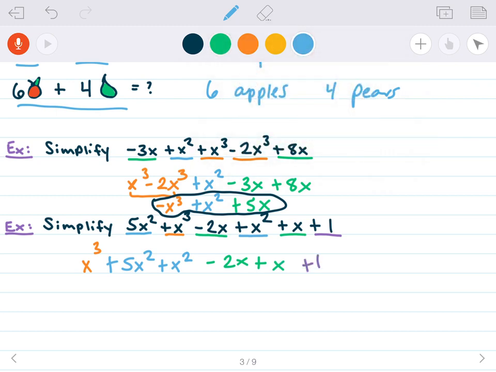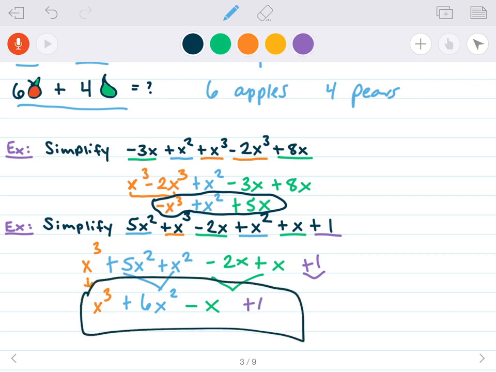So we can't combine x to the third with anything, but these guys, 5 of something plus 1 of something is just 6 of that something. Okay? That's 6x squared. Negative 2 of something plus 1 of something is negative 1 of something. And then this constant doesn't have a partner, so he can just go down like the x to the third did. Okay? And this is our final expression simplified.